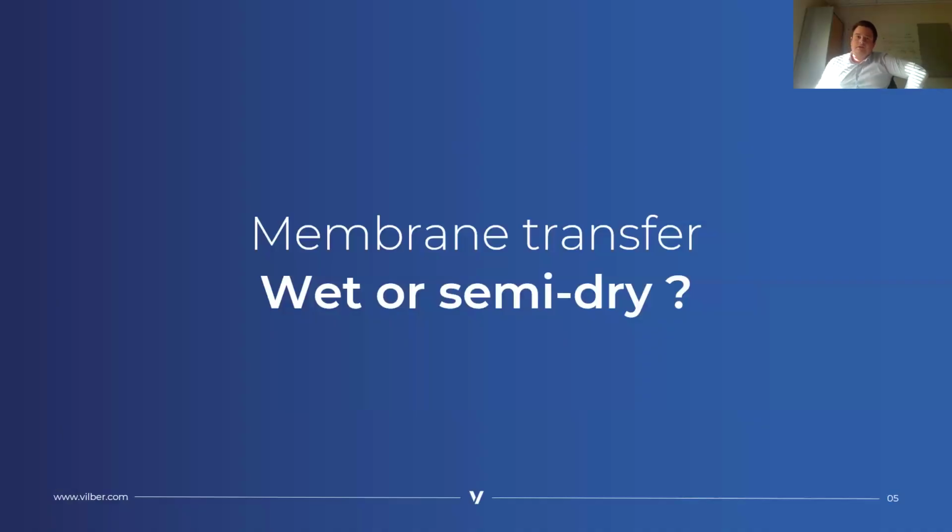After the migration, you have to transfer your protein. This step is critical, okay, because poor transfer means poor detection. So there are two main approaches, and we will see that today. There is the wet transfer and semi-dry transfer. Each has advantages, okay, depending on your protein size and experimental properties.